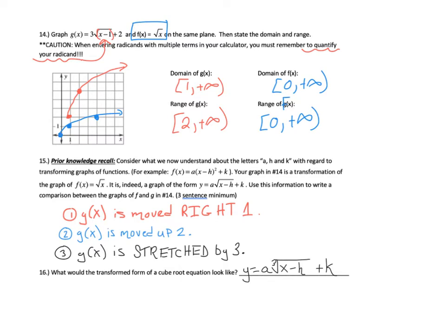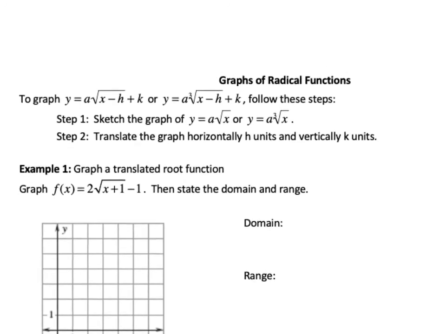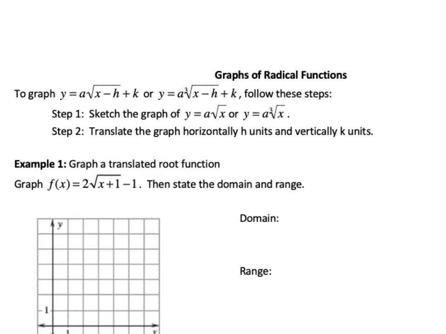Now we get into the gist of today's lesson. The goal for today's lesson is to graph radical functions. Super easy to do. We break it down into 2 simple steps. The first thing we're always going to do is take a minute to sketch the graph of our parent function. That's either y equals a times the square root of x, or y equals a times the cube root of x. Then we use our h and k values to shift the graph horizontally h units and vertically k units.